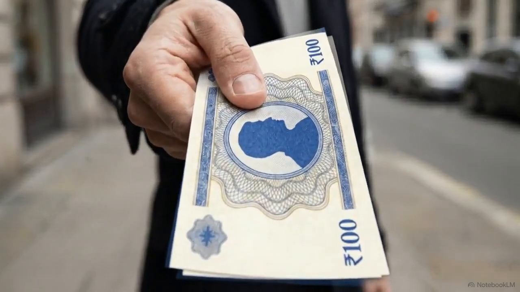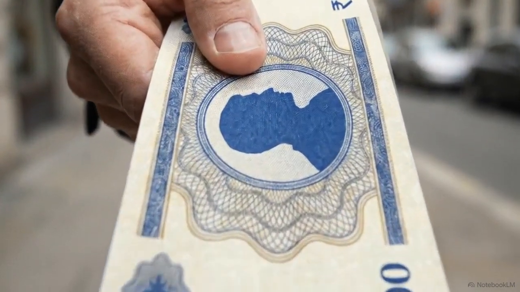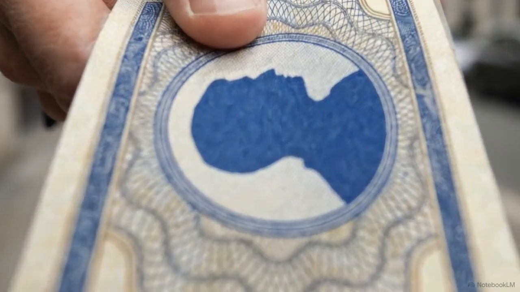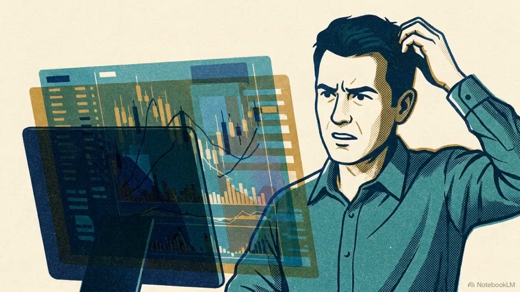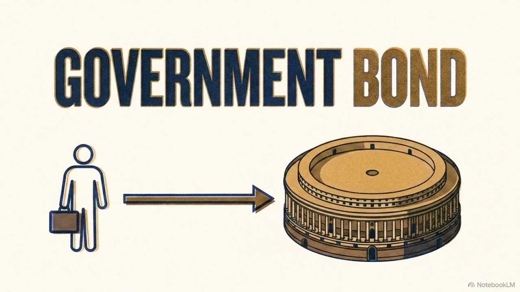Imagine the government asked you for a loan. Would you hand over 100 rupees right now if they promised to pay you guaranteed interest every 6 months? You don't need a finance degree to understand the setup. That simple theoretical exchange is exactly what a government bond is.